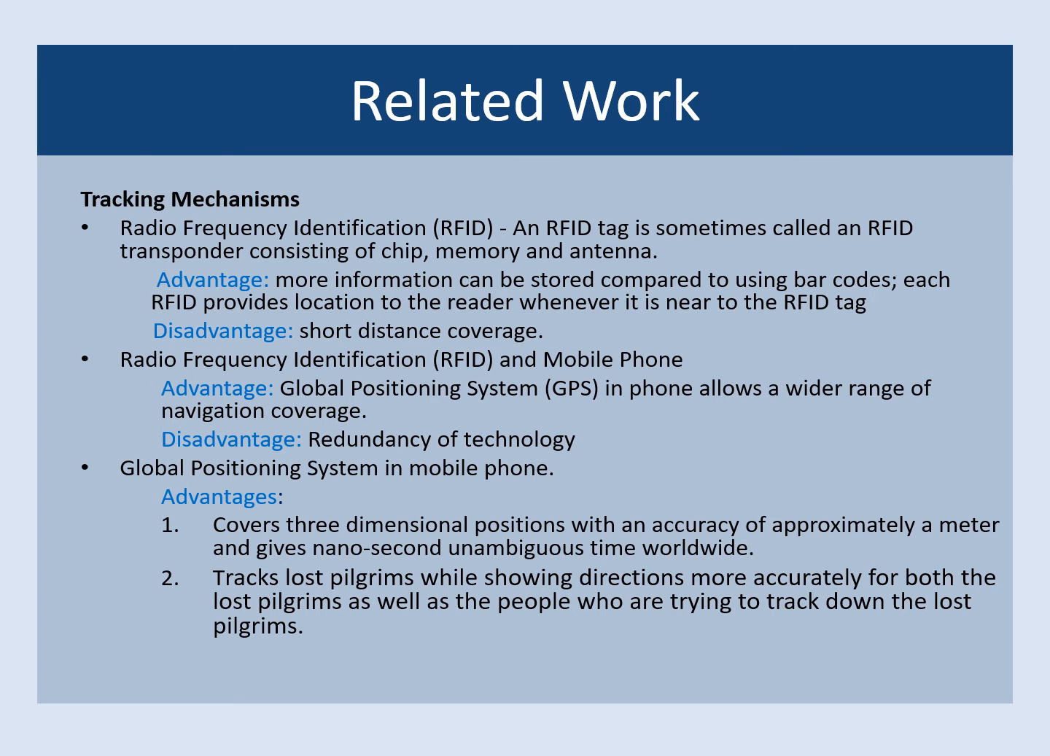And the latest approach is by using GPS in mobile phone alone. The advantage of using such technology is that the technology covers three-dimensional position, with an accuracy of approximately a meter, and gives nanosecond unambiguous time worldwide. And the technology can track lost pilgrims while showing directions more accurately for both the lost pilgrim as well as the people who are trying to track down the lost pilgrims.